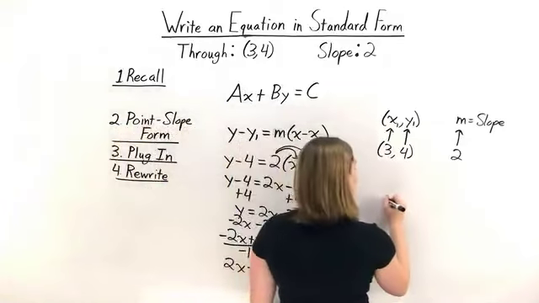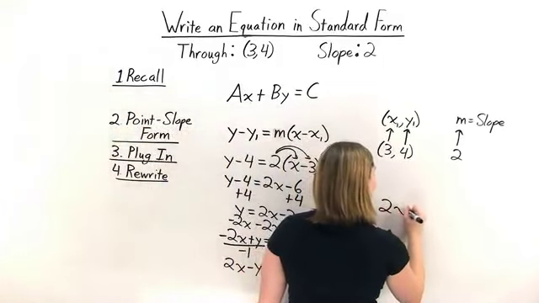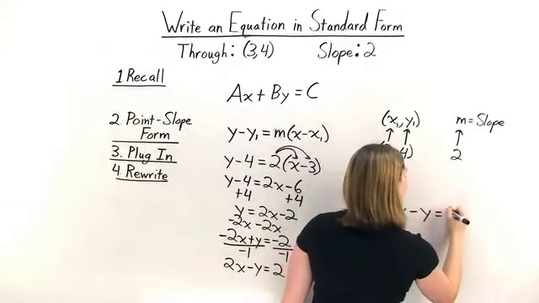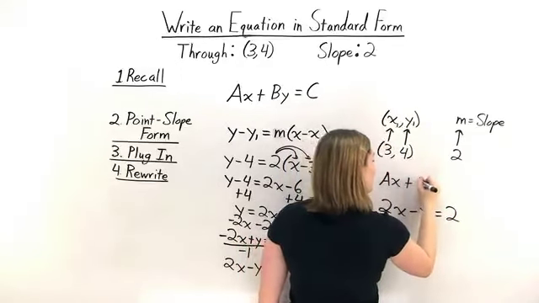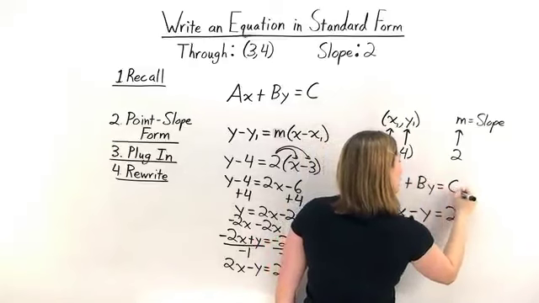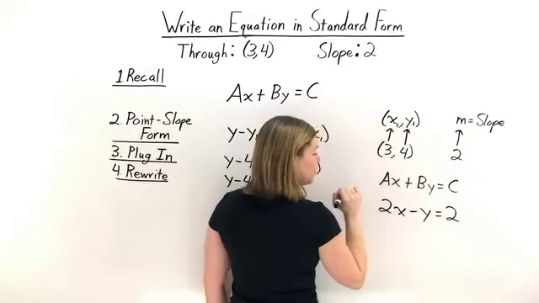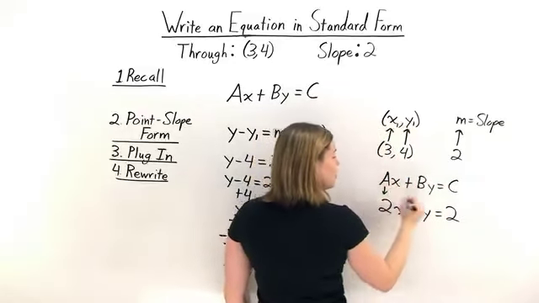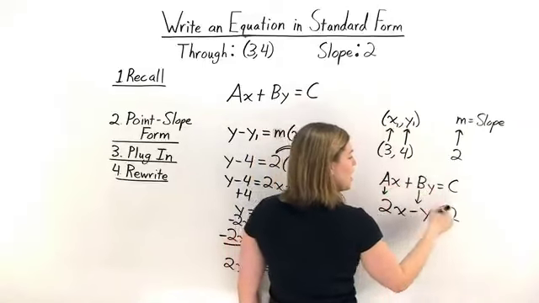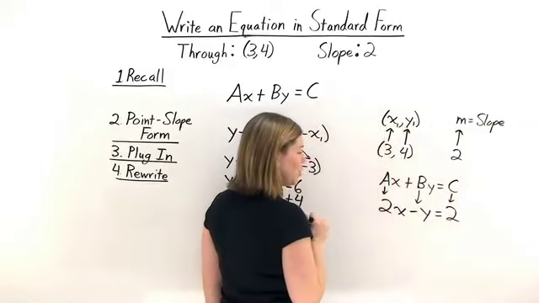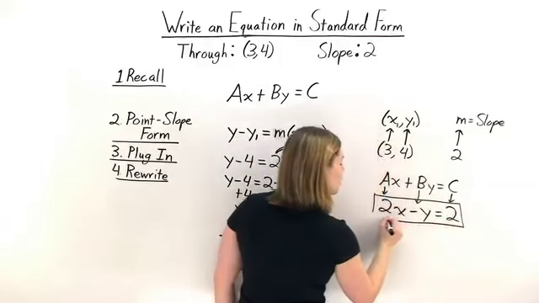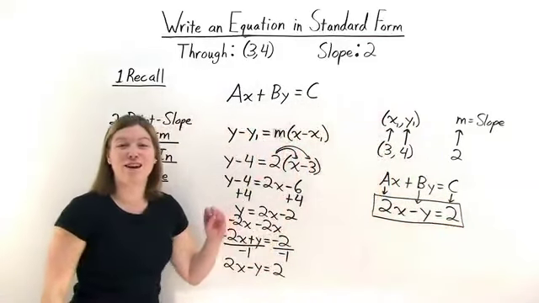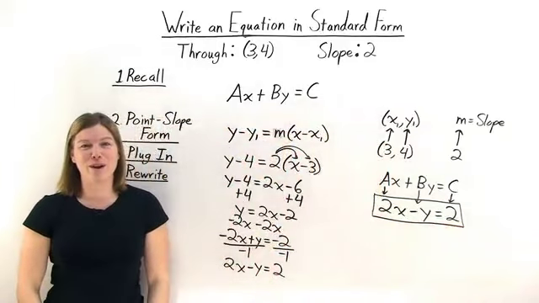It looks like we now have our equation in standard form. 2x minus y equals 2. If we compare that to standard form, we have ax plus by equals c. So that means a is equal to 2, b is equal to negative 1, and c is equal to 2. So we do indeed have our equation for our line written in standard form. We have the answer we were looking for.